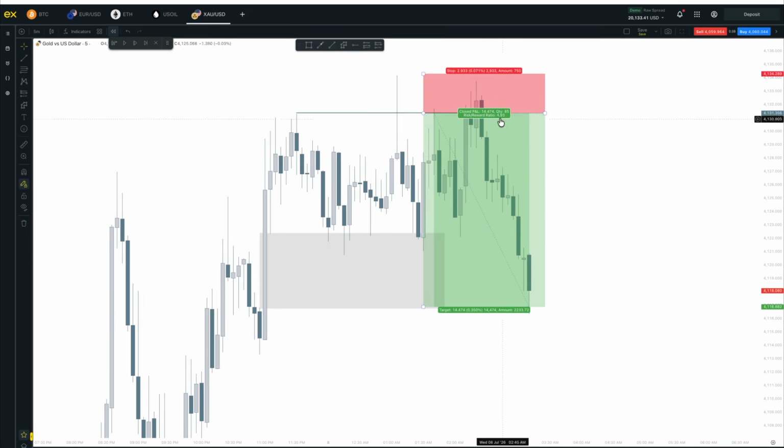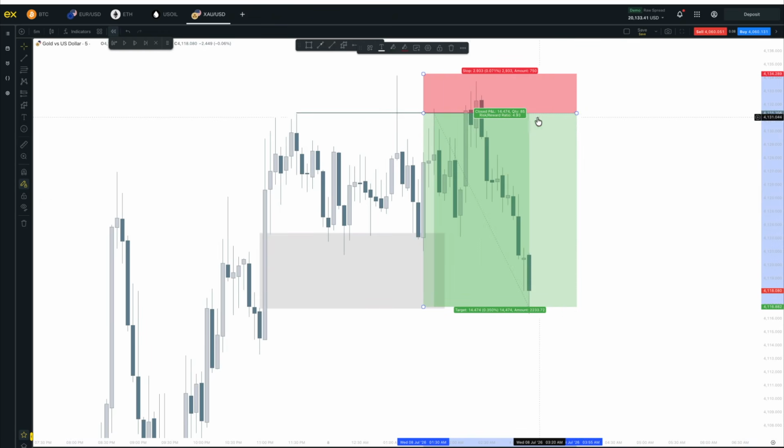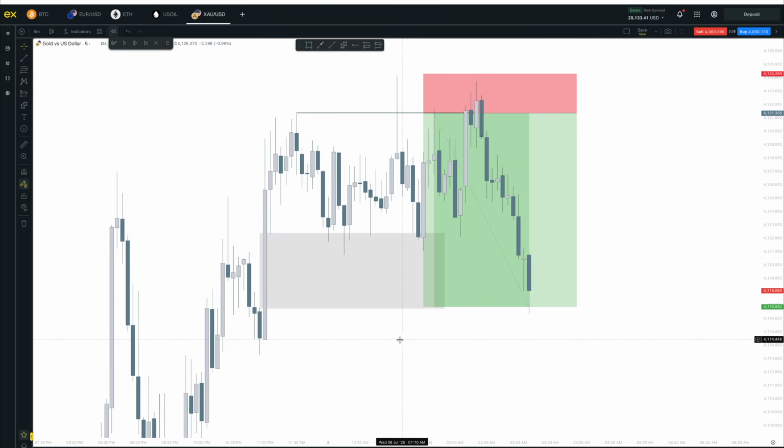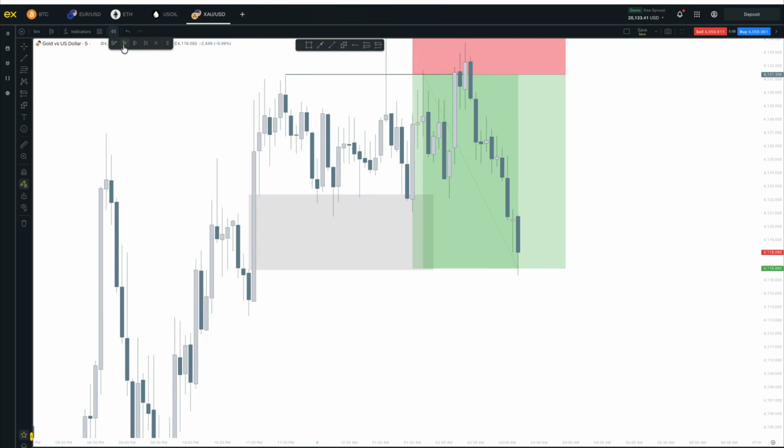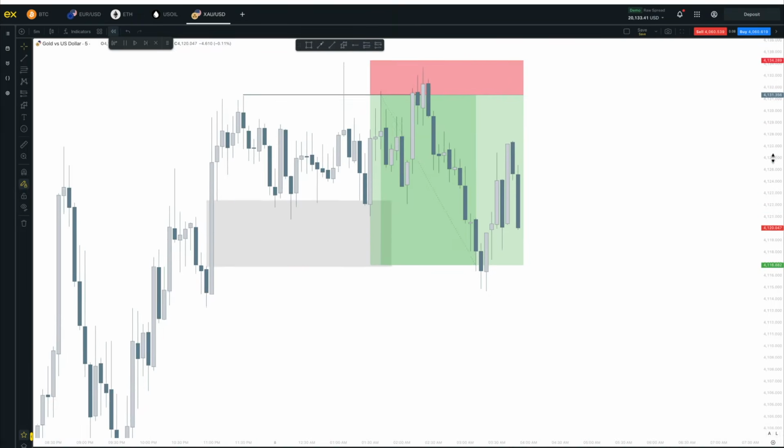So in this strategy, you have to enter here, and then once it reaches this area, what you can do is you can close 70% or 80% of your trade, shift your stop loss to the entry point, and wait for the price to go much lower. As in this case, the price has gone much lower.